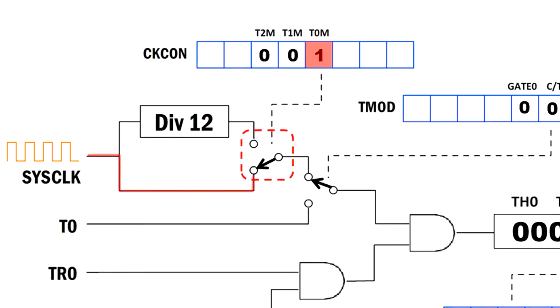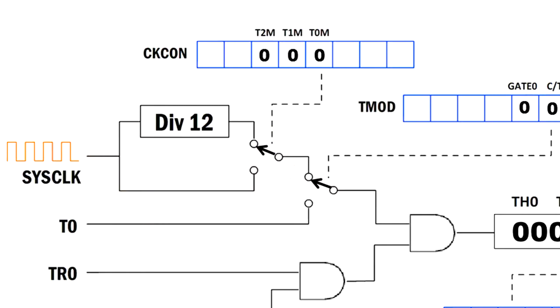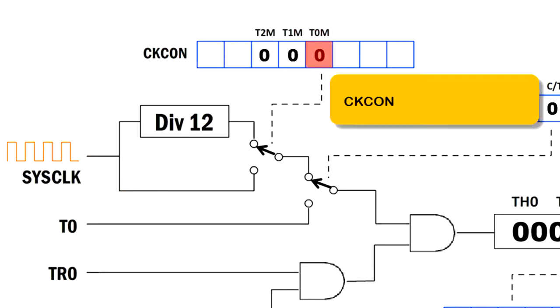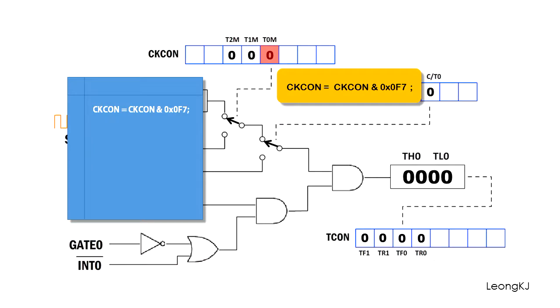To set this bit to a 1, perform an OR operation of ckconn with 08 hex. To clear this bit to 0, perform an AND operation of ckconn with F7 hex. Let's start writing the program.